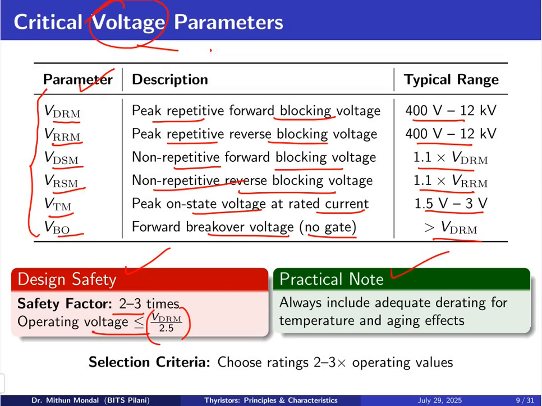So the practical note is always include adequate derating factor for temperature and aging effect, because these are not in our control, temperature as well as aging. So you need to have certain derating which is adequate so that external factors can be considered. So the selection criteria is choose rating 2 to 3 times the operating values. Whatever the operating values, around 2 to 3 times more, you have to keep it.